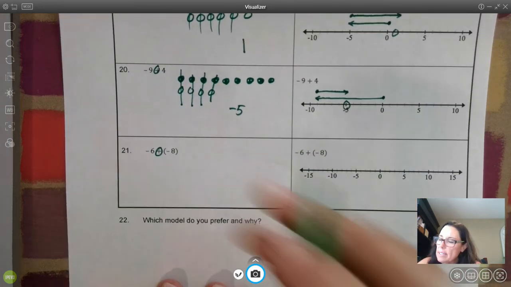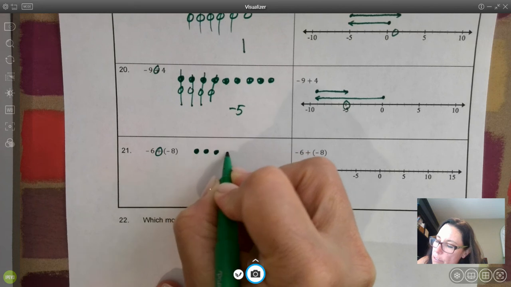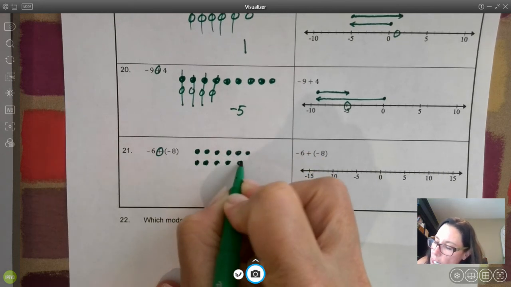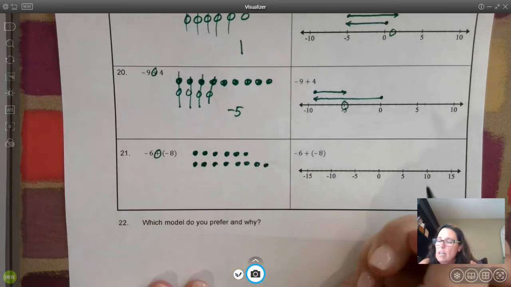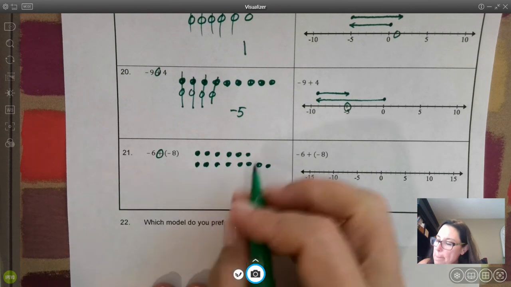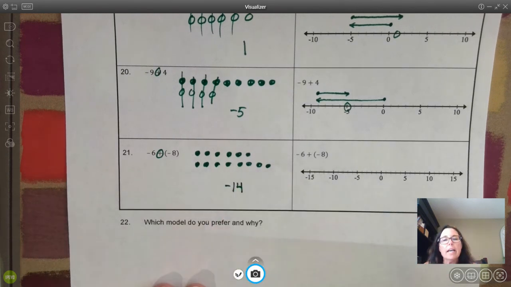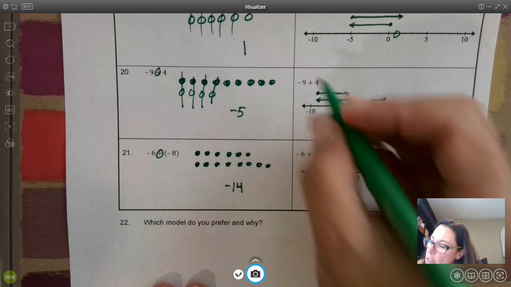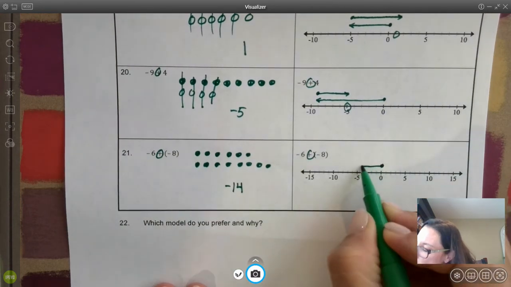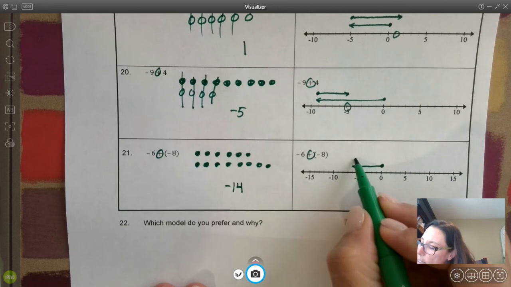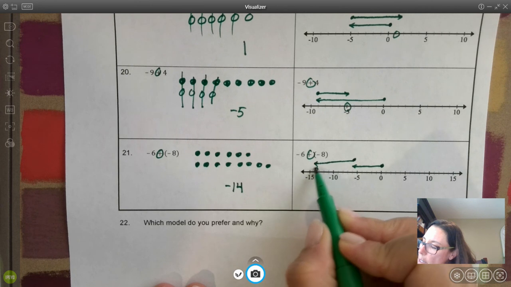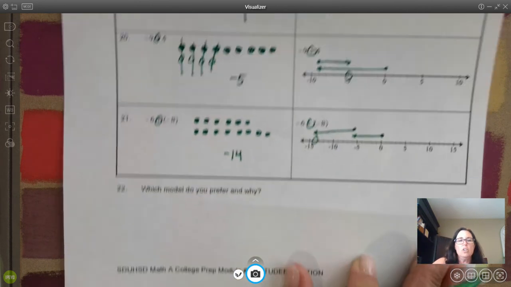All right, that last one. 6 negatives. 2, 3, 4, 5, 6. 8 negatives. 2, 3, 4, 5, 6, 7, 8. None of these are 0 pairs because they're all negatives, so we count them all up. And there are 14 negatives. Okay, addition on the number line. Starting at 0, left 6, and then another left 8. Lands me right there.